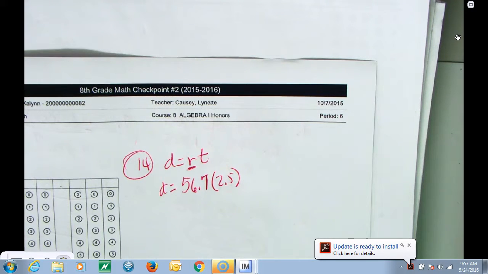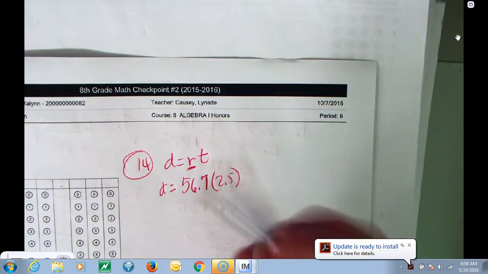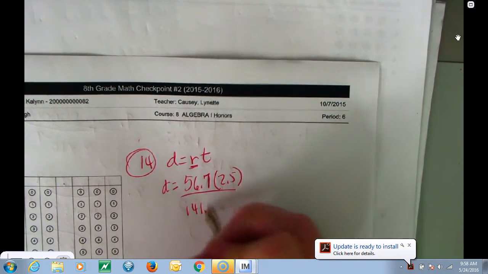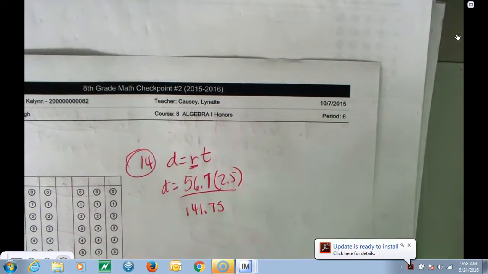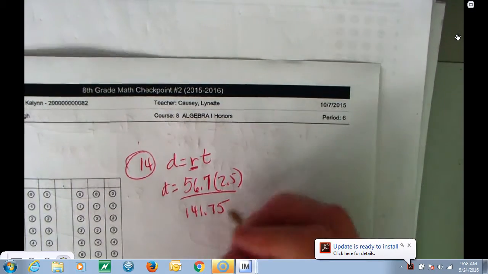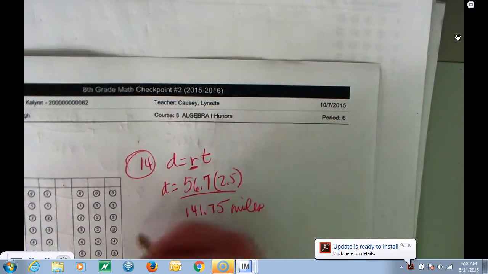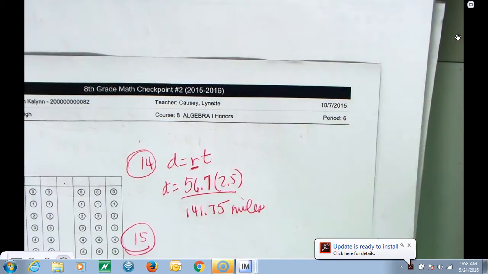You know what? Sometimes being good in math is having some common sense. You might get an answer like 22 and you go, oh, that can't be right. Something's wrong with this answer. You had to multiply. And that looks a whole lot better. That's how many miles you're going to go in 2.5 hours. Doesn't that make more sense?